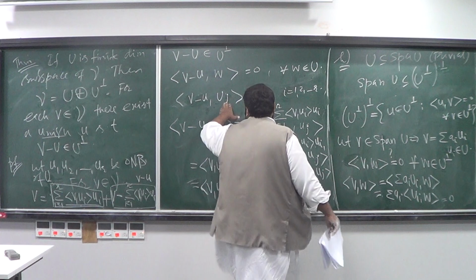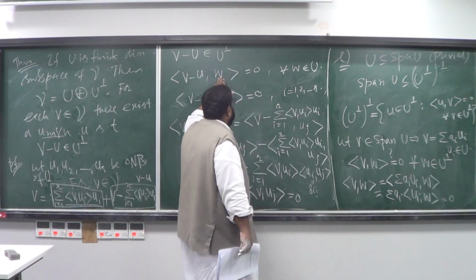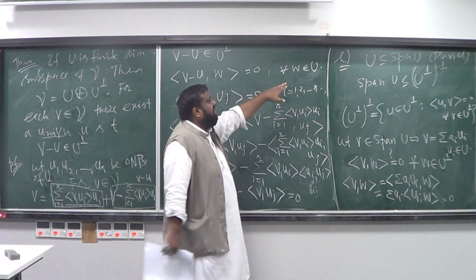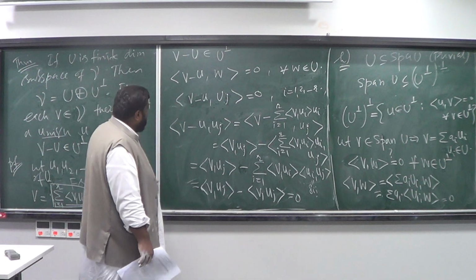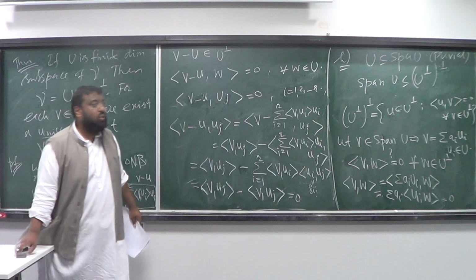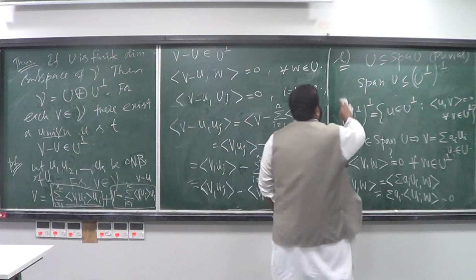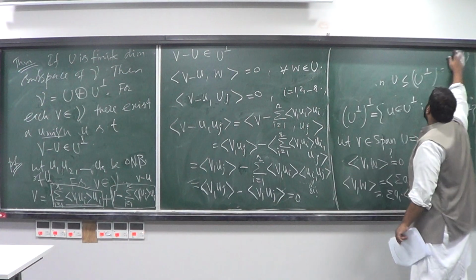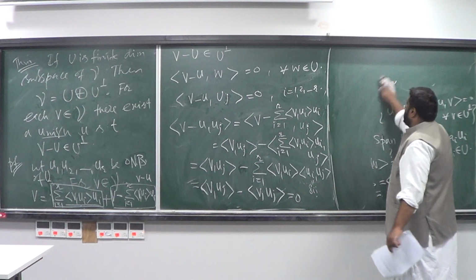If it is orthogonal to the basis of U, it is not difficult to show that it is orthogonal to every single vector in U, and hence we can show that V minus U is orthogonal to U perp's defining subspace, that is, it is an element in U perp.